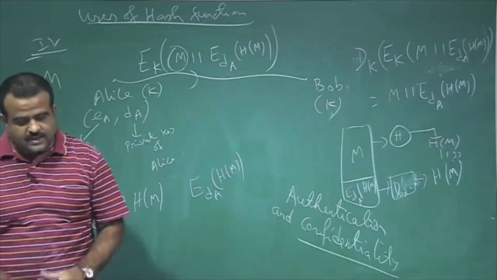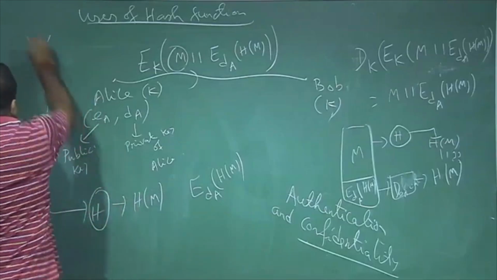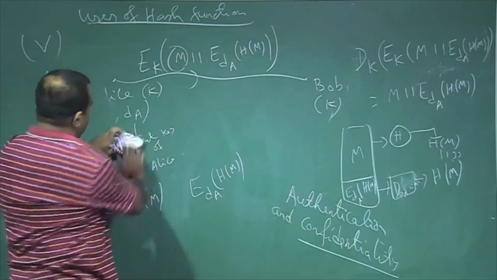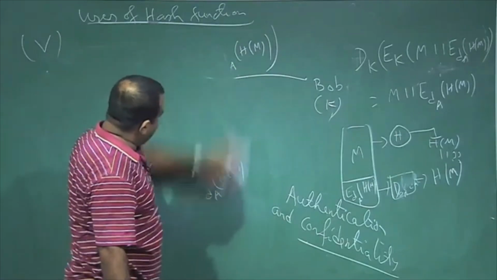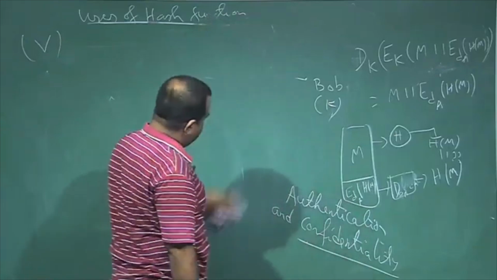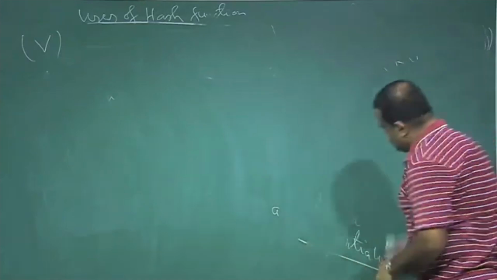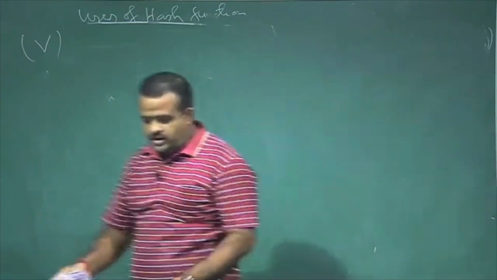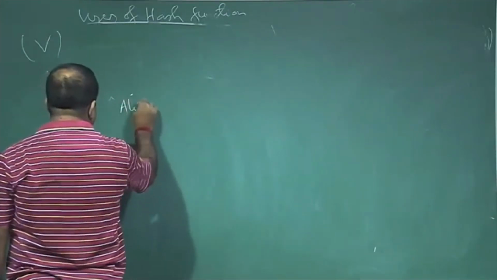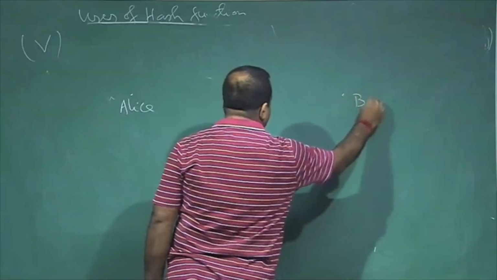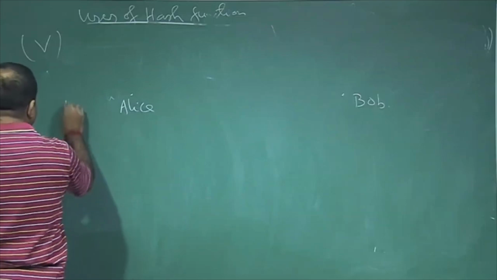So, now the next use may be like this. This is the fifth one. Here we will introduce an extra security called a nonce, or some sort of timestamp, on the messages. So we have Alice and Bob. Okay. Alice has the message M.